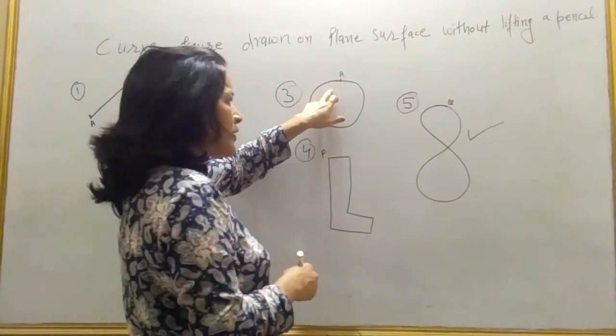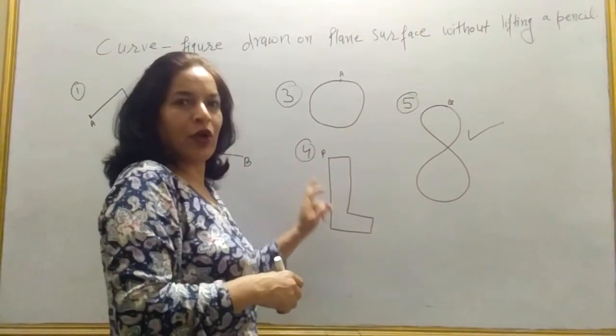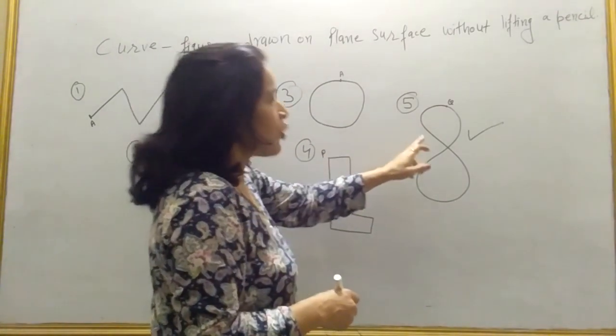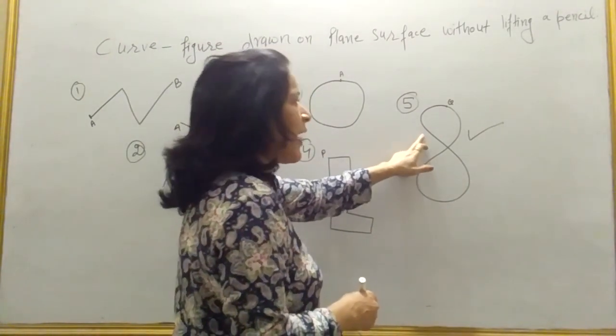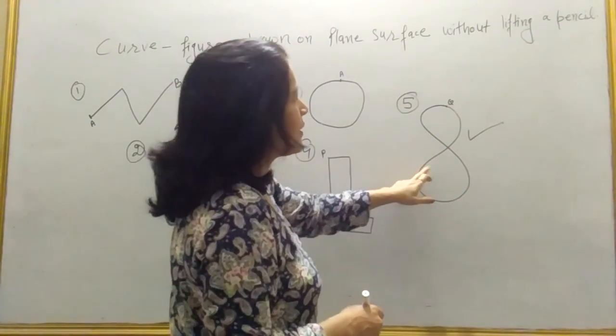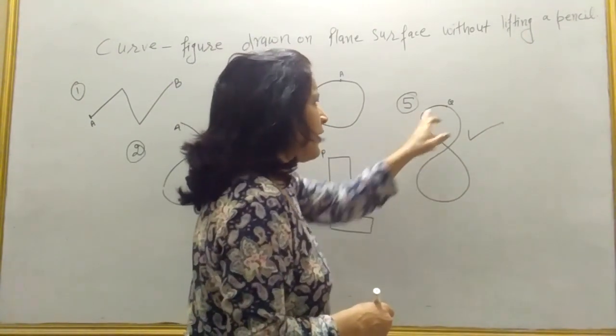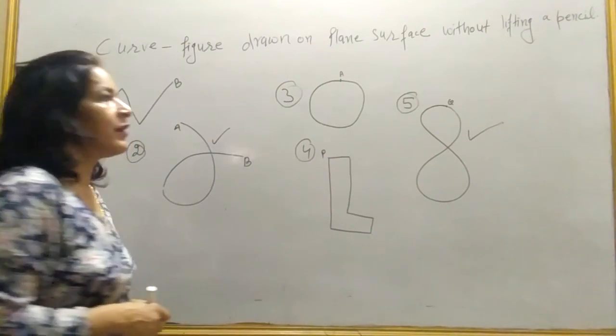Simple and closed curve. It's not simple but closed. So it is closed and not simple because the curve is intersecting itself.